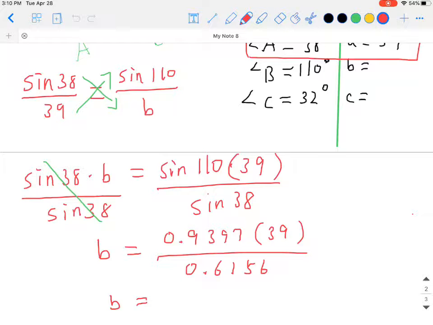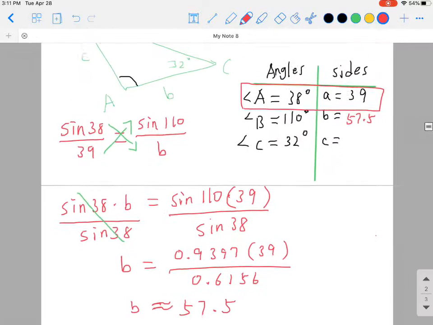In the meantime, I just computed sine 110 equal to the decimal 0.9397, multiplied by 39, divided by sine 38, which is equal to 0.6156. Of course, the decimal continues. If we multiply and divide, we have the final result of 57.5, approximately. So we find out b is 57.5. But we are not finished. We have c.